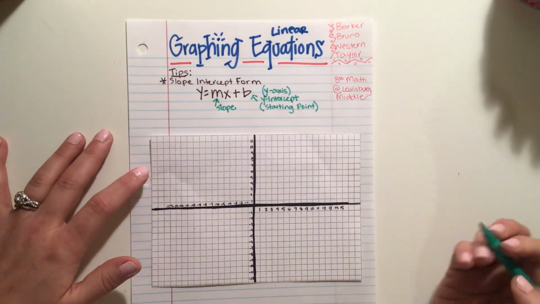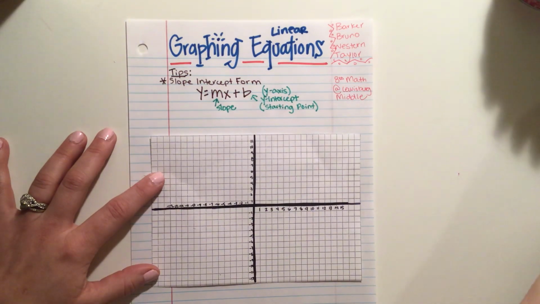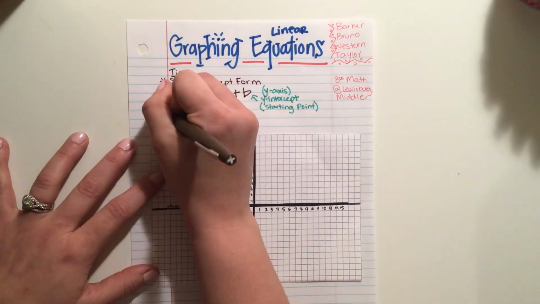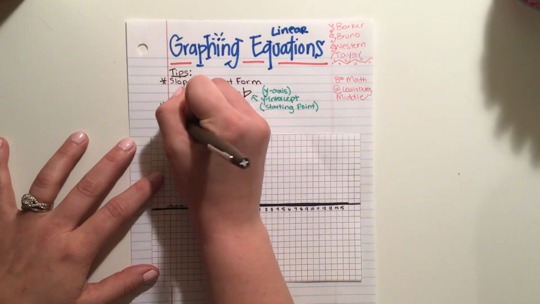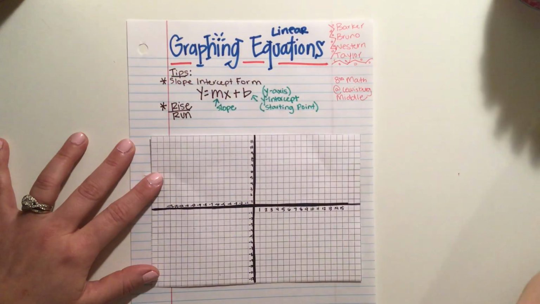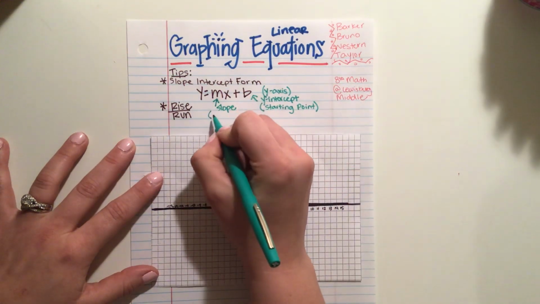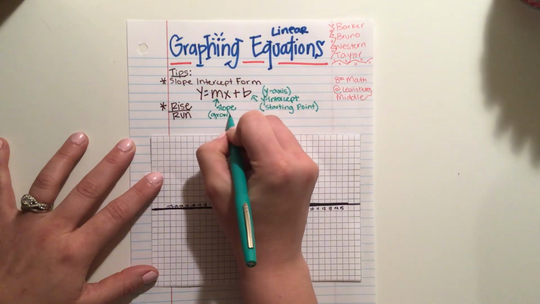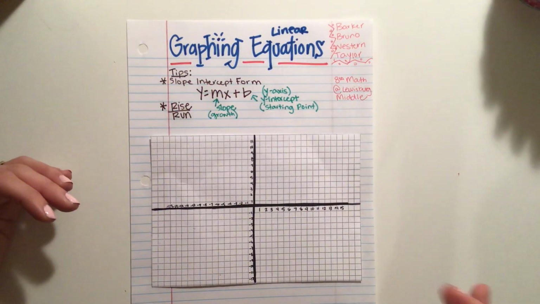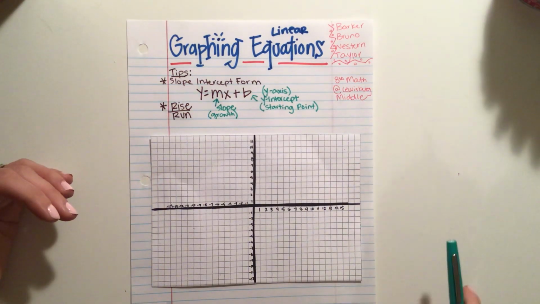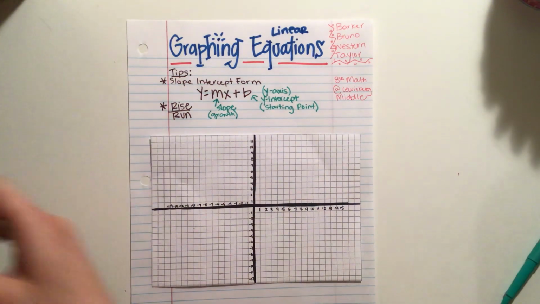Our slope, you always follow this other tip in order to graph your slope: rise over run. So our slope is going to be our growth, and that's going to be how we move. What do we do each time as we are moving on this graph? So let's go ahead with a few examples.